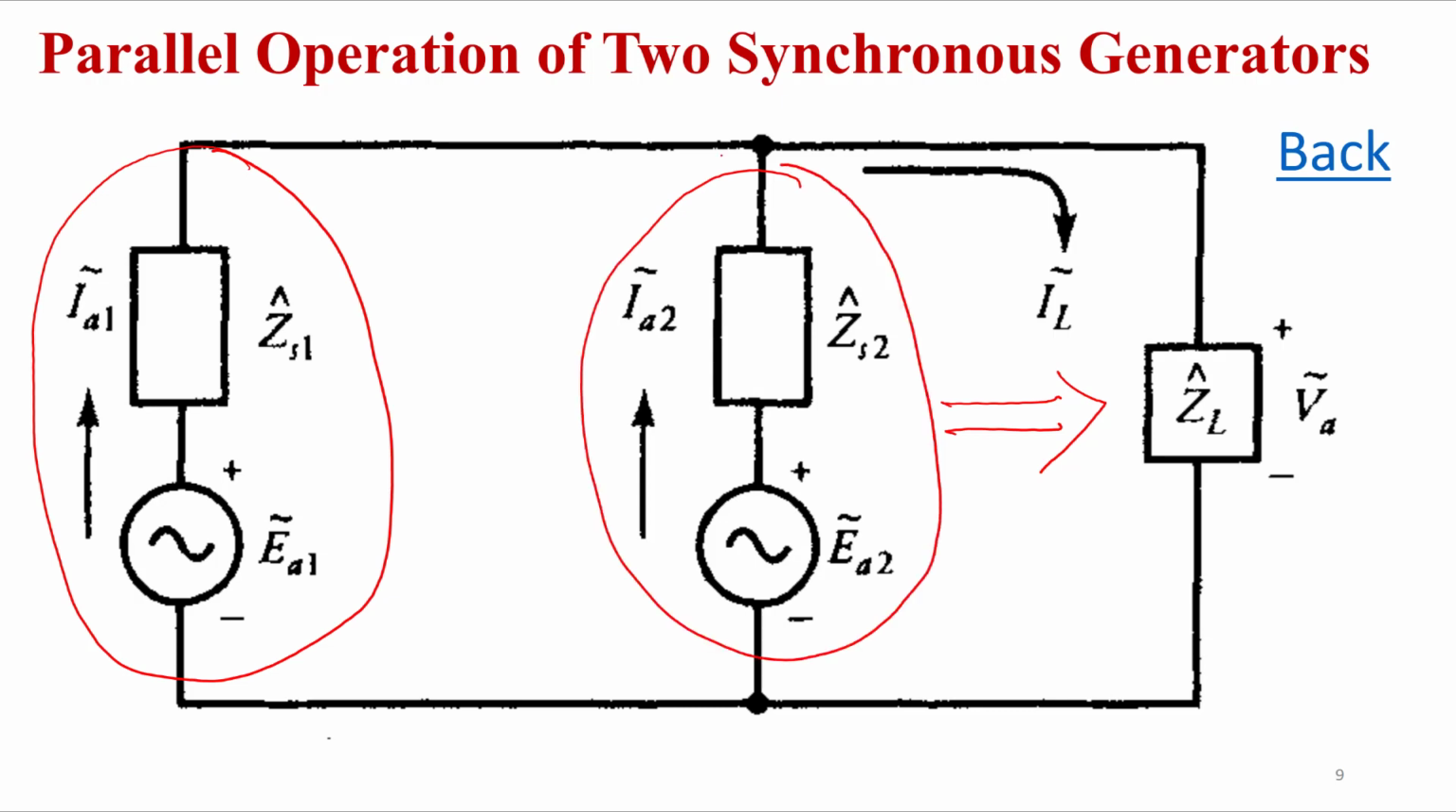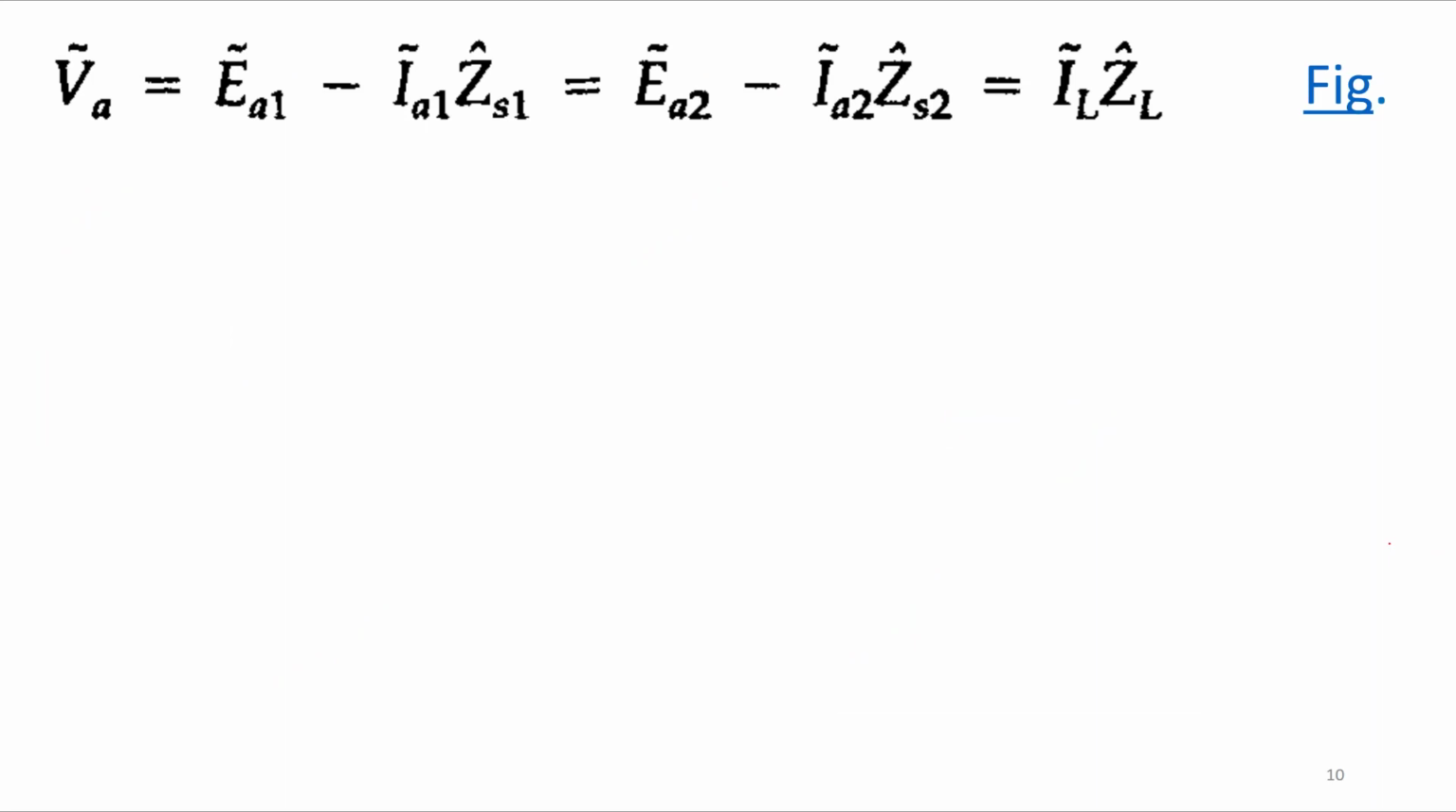Generator 1 has EA1 and ZS1, where ZS1 is its synchronous impedance, and similarly generator 2 has EA2 with synchronous impedance ZS2. Now both are supplying current. One is supplying IA1, the other one is IA2. Now if you write the equation, IL will be equal to IA1 plus IA2. Now you can see the equations here.